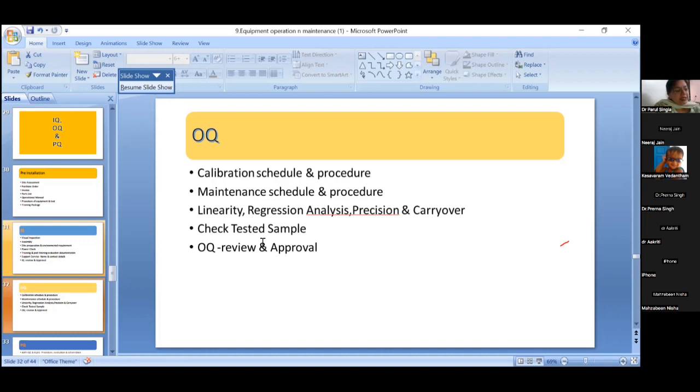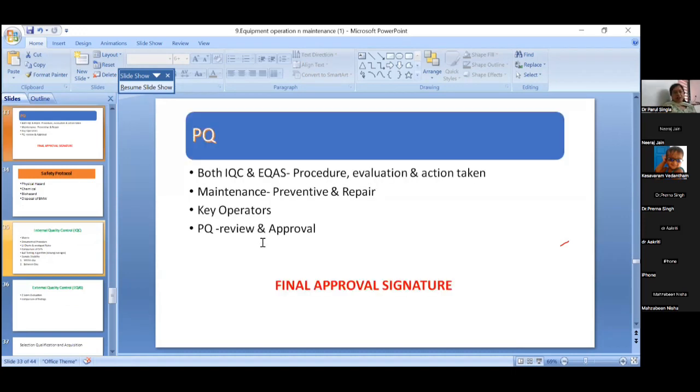Operational: yes, this equipment is operational. You can use it for patient testing. This is operational qualification. So this is usually the company's protocol or schedule, according to which they will put your instrument into operation. Now, after that is performance qualification.